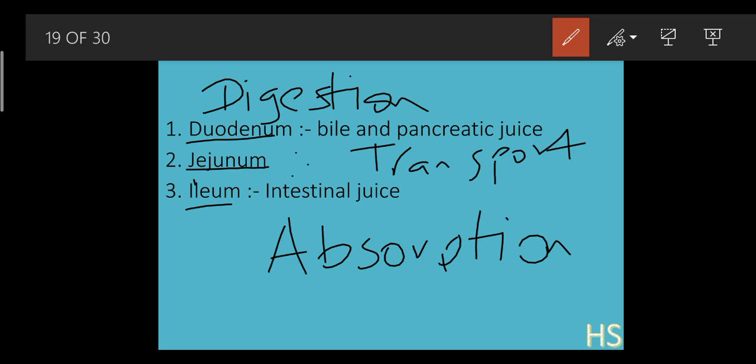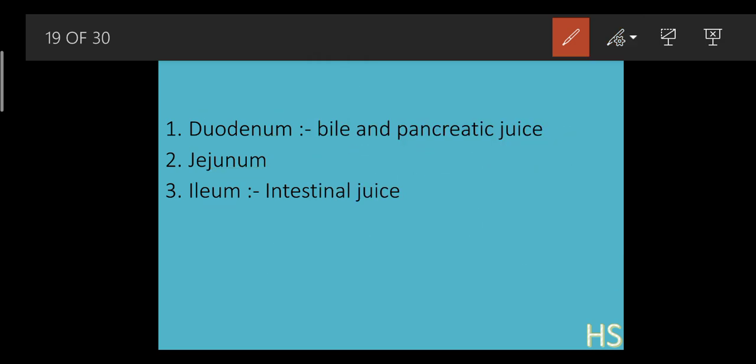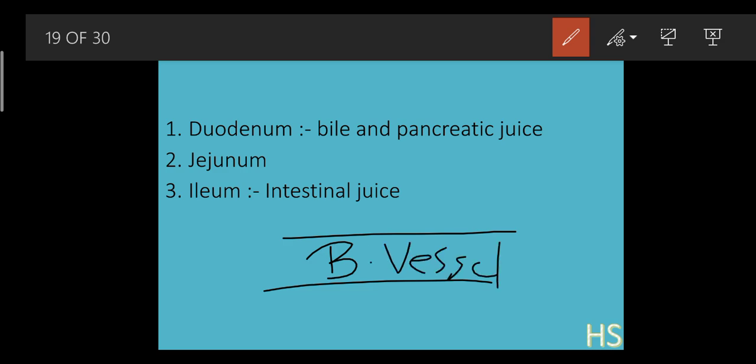And what do you mean by absorption? Absorption means the food should be broken into such small pieces that it can travel into the blood vessels. Suppose this is the blood vessel. Suppose this is the protein.